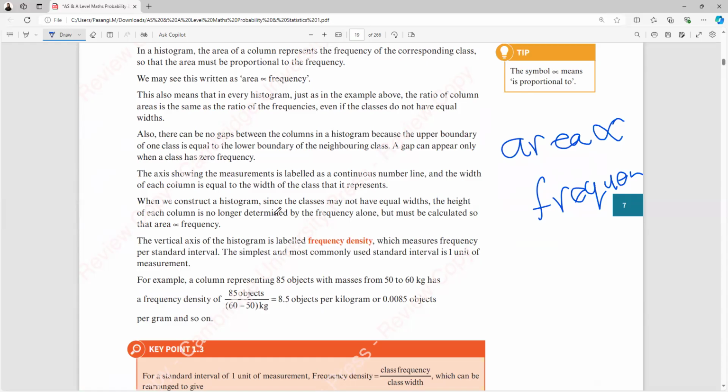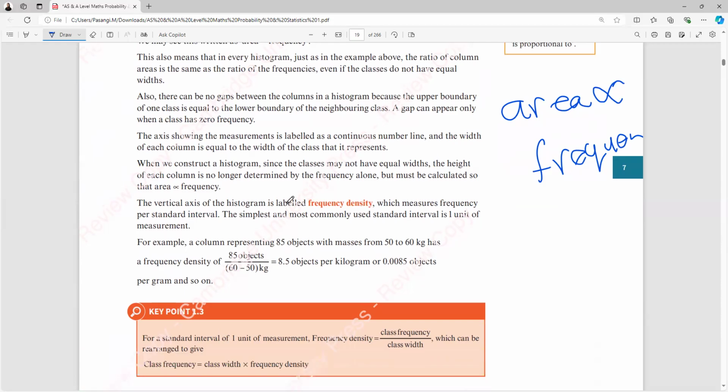Is it clear what I'm saying? Clear, yeah, right? Okay. Then the vertical axis of the histogram is labeled frequency density. That's what we call the frequency density, which measures frequency per standard interval. The simplest and most commonly used standard interval is 1 unit.